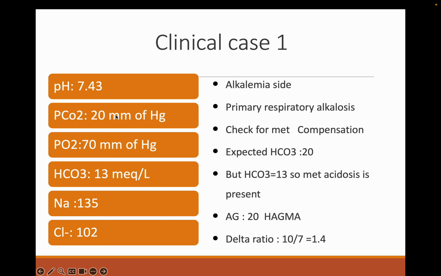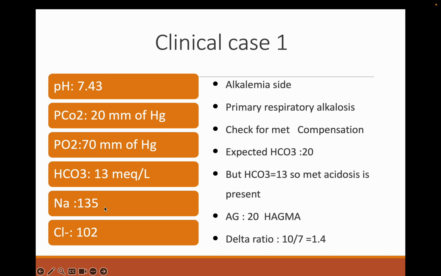PCO2 is decreased by 20. Since it is acute respiratory alkalosis, for every 10 change there is a change of 2, so 10 into 2, 20 is decreased, so 4 should be changed. So 24 is normal, we expect bicarb around 20, but here bicarb is 13. That means some metabolic acidosis is there.